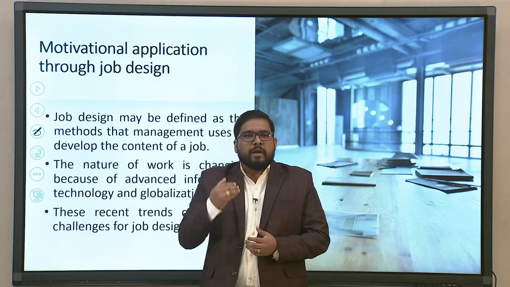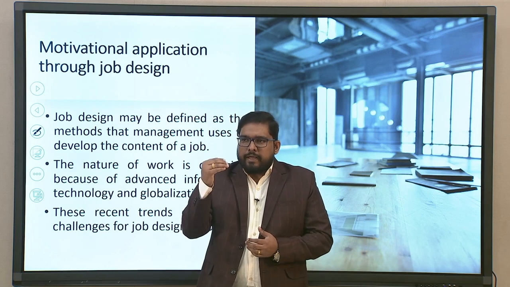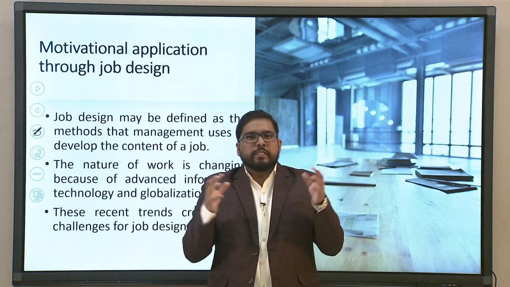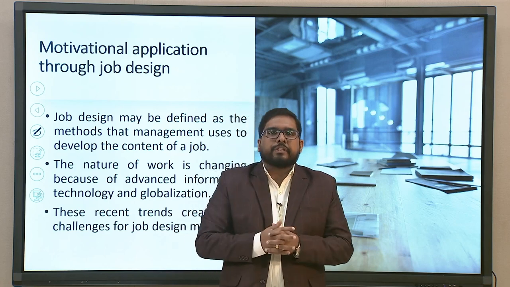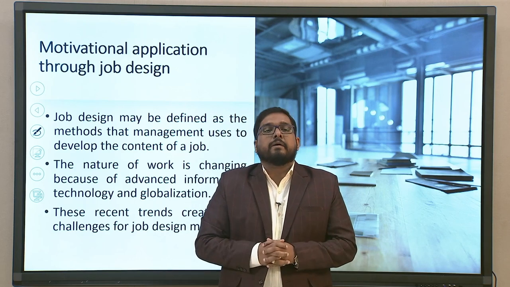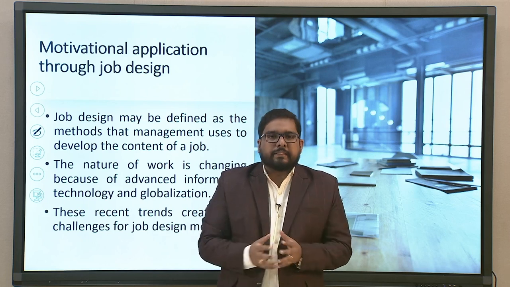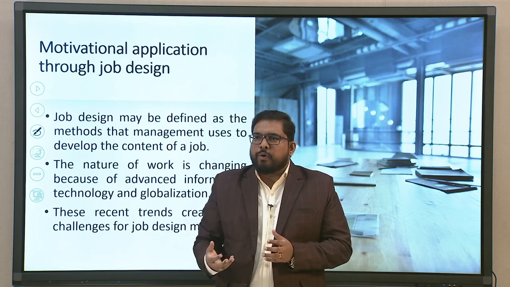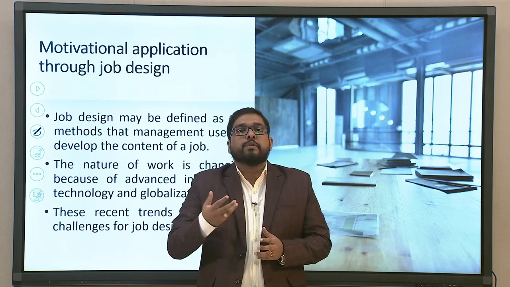Now, motivation is implicitly observed when you look into the job design model. And this is where the first application of motivation theory comes into the picture. All the recent trends create new challenges, and they also try to elicit new job design models.